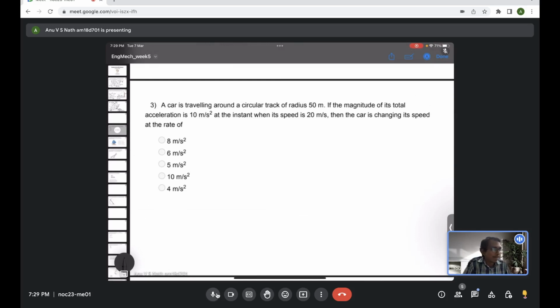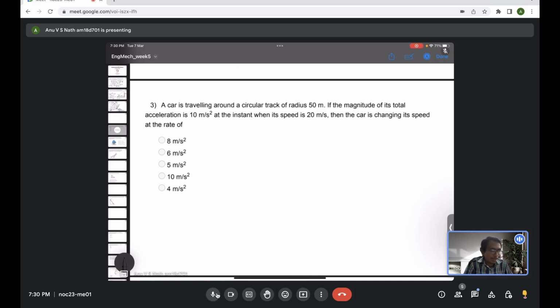A car is traveling around a circular track of radius 50 meter. If the magnitude of its total acceleration is 10 meter per second square at the instant when speed is 20 meter per second, then what is the rate at which the car is changing its speed?